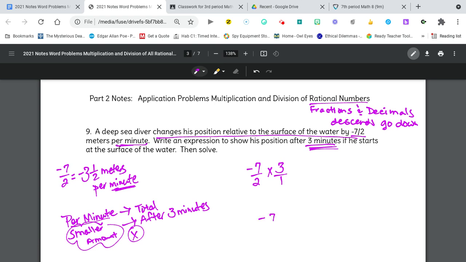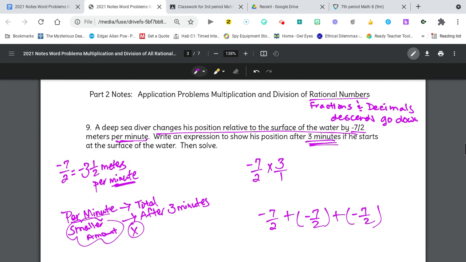Some of you are going to do negative 7/2 plus negative 7/2 plus negative 7/2. I just prefer to do times 3. So that's going to give me negative 21/2. I'm going to make this look better because I don't like negative 21/2. I can write negative 21/2 meters after 3 minutes, but I prefer it in terms of a mixed number. It's negative 10.5 meters after 3 minutes. I like mine better in the mixed number form.